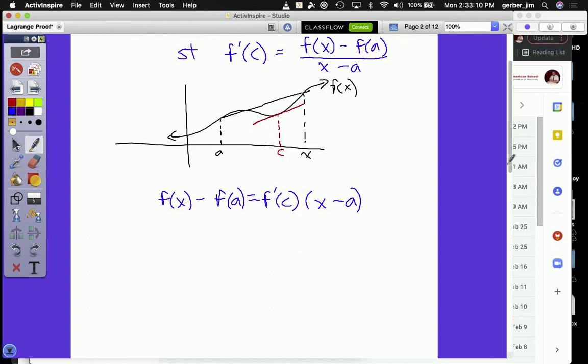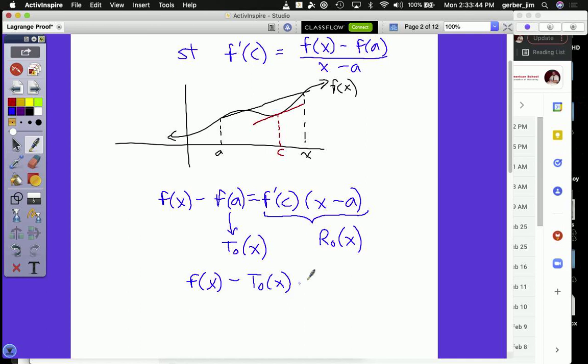And you remember that f at a, this thing, is the 0th order Taylor polynomial. And that this thing is the remainder if we use a 0th order polynomial. In other words, if we go back to what we just had, what we've got here is f at x minus T0 of x equals R0 at x.